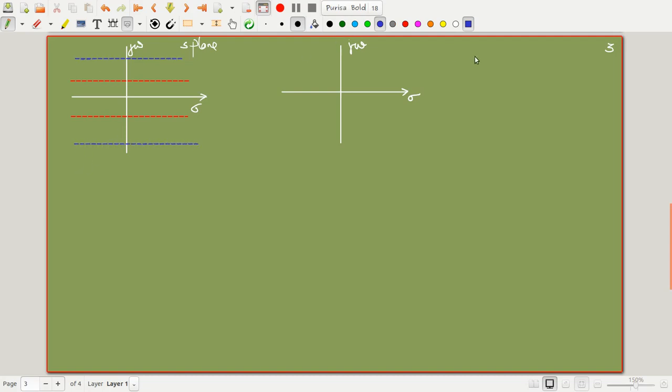So I will mark the previous points also here. This is B. This is A. And this is C. Let me mark this as D.